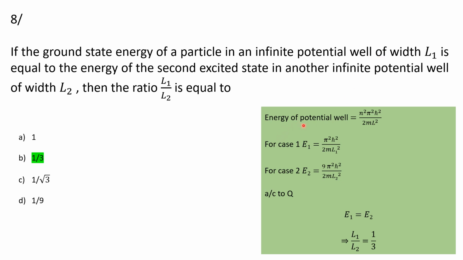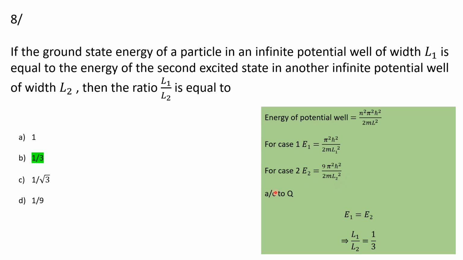So we know that the energy for a potential well is equal to n square pi square h cut square by 2m L square, and here n denotes the number of states, I mean in which state it belongs to, and here L is the length. So for case 1 we can say that E1 will be equal to, because it is in the ground state, pi square h cut square by 2m L square. And for case 2, that is E2, it is in the second excited state, that is in the third state. So here n will be 3 and E2 will be equal to 9 pi square h cut square by 2m L2 square.